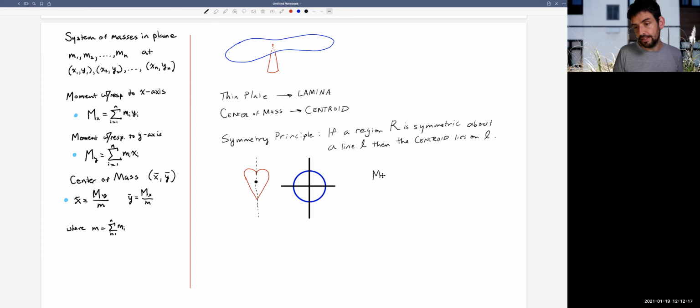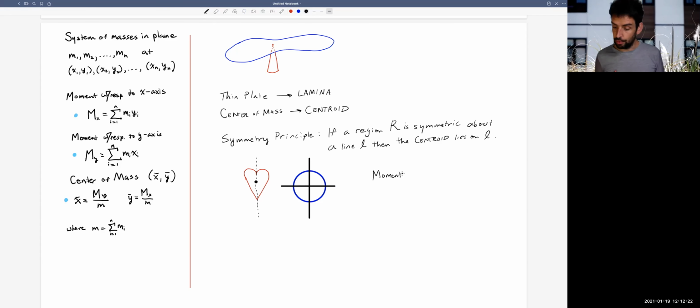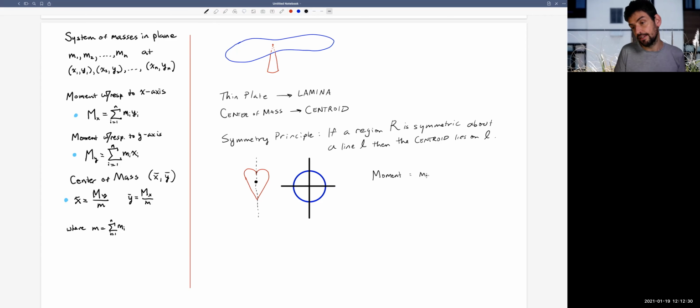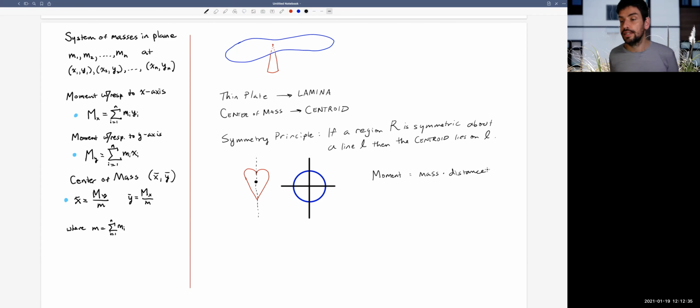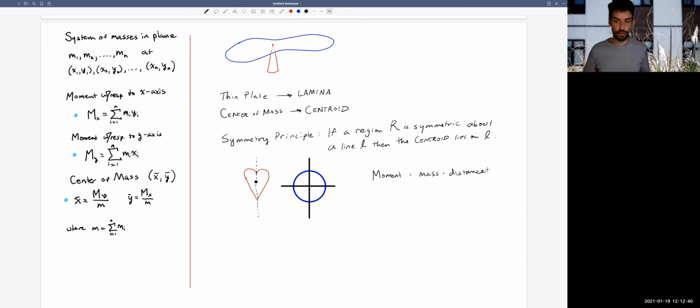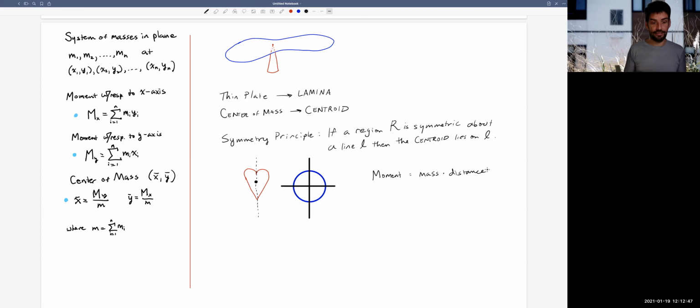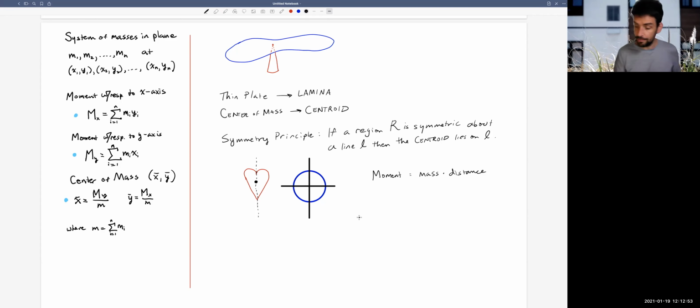The idea of a moment for some object is its mass times the distance. So the distance here is the relevant distance. If we're doing a moment around the x-axis, it's the distance from the x-axis. If we're doing a moment around the y-axis, it's the distance from the y-axis. So whatever the relevant distance is, that's the distance I'm talking about there.